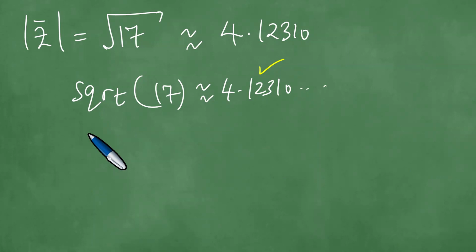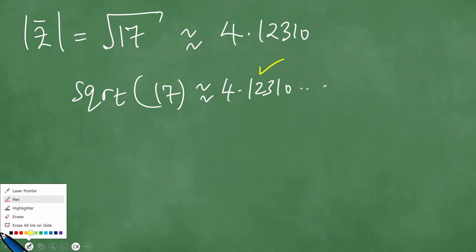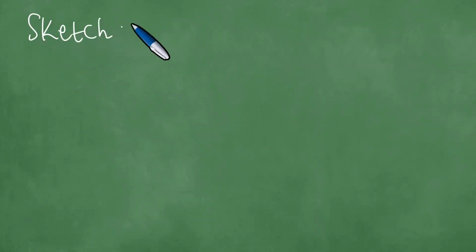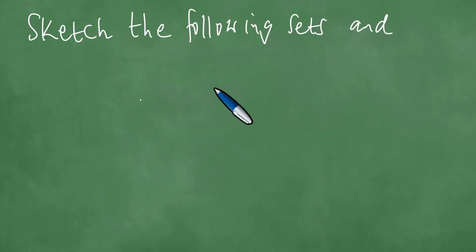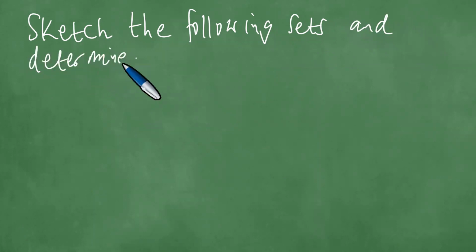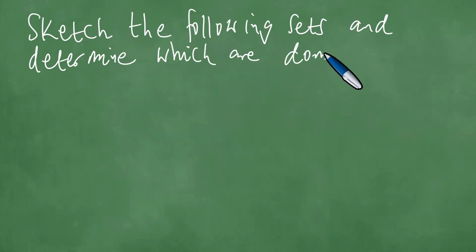I want us to discuss certain things that are called domains and ranges. As part of this, you need to know what a domain is, but also you need to know what ranges are. Let us discuss these very, very important things. Now, what is a domain and what is a range? You must be able to perform certain sketches. Sketch the following sets and determine which are domains.